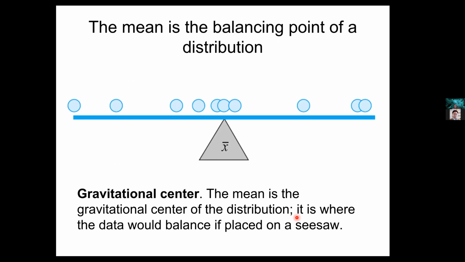So the mean, as I said before, is the balancing point of a distribution. For example, you have a gravitational center. The mean is the gravitational center of the distribution. So if everything's in balance, that gives you the average. This is a good example of how your data might be on a seesaw.